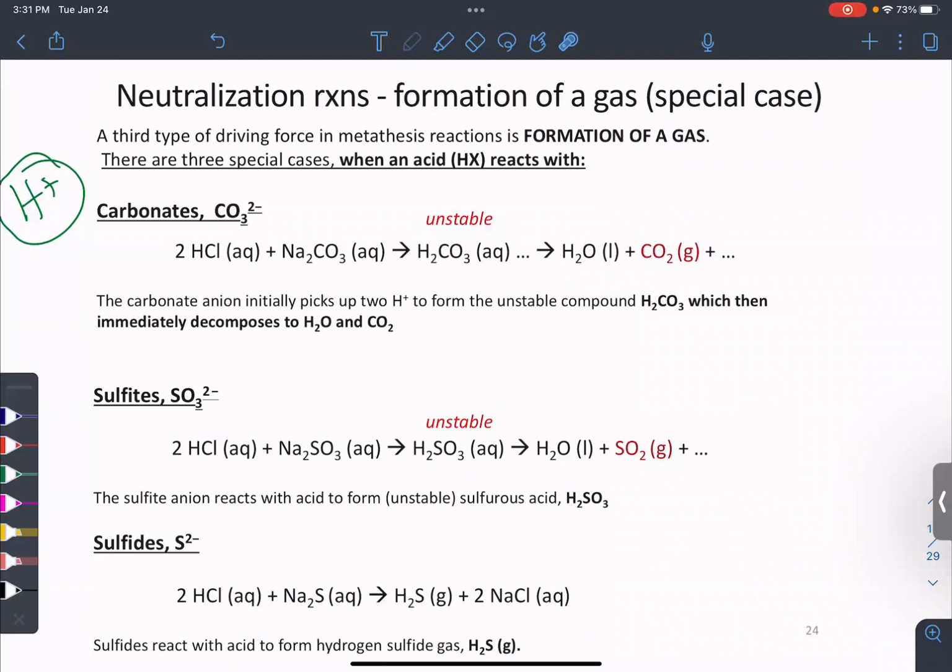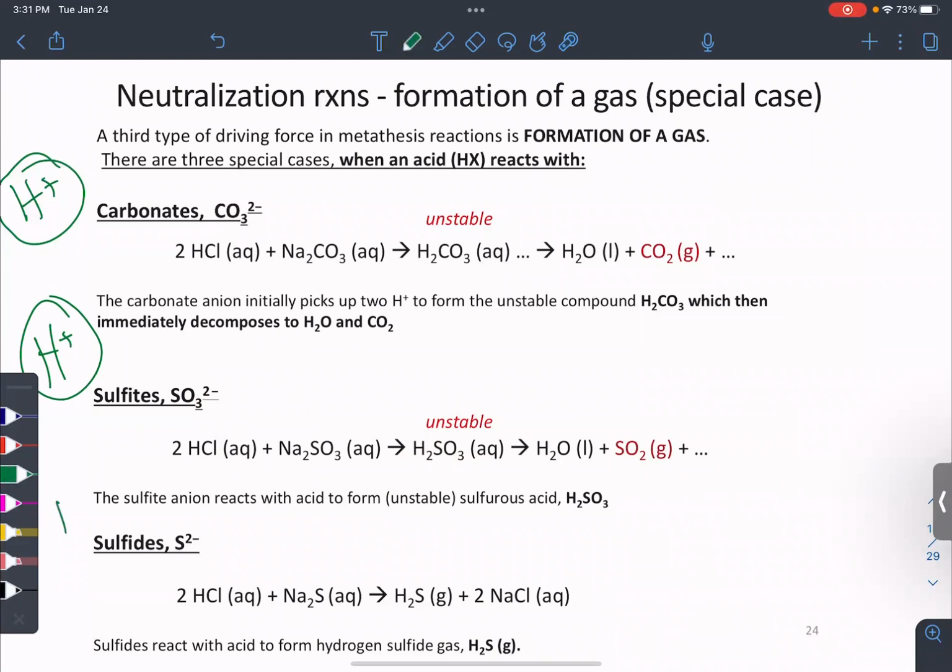All right. So you'll see the same phenomenon happen with sulfites. Essentially just change that carbon atom to a sulfur atom. So you make sulfurous acid, and this is, again, very, very unstable. It's analogous to carbonate. It decomposes, you get water and SO2 gas, right? And that SO2 gas is the driving force.